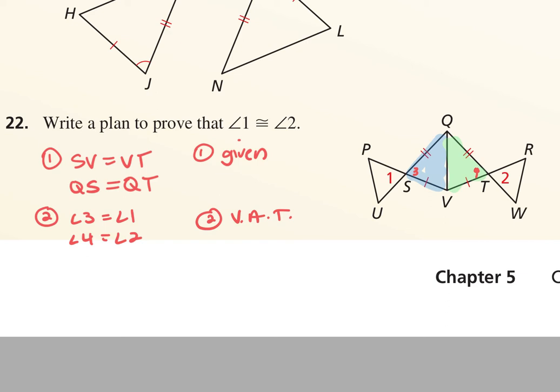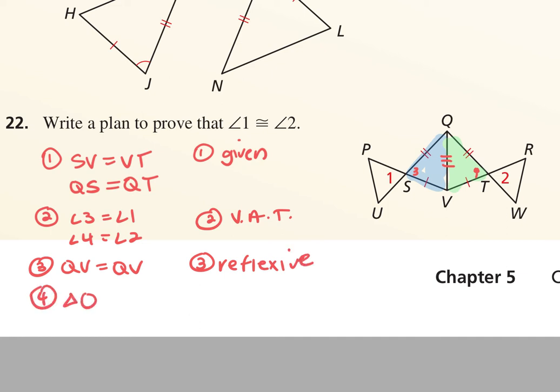Before you do that, what do you got to do? Prove that the triangles are congruent. And so to do that, I need the reflexive side. The reflexive side is here. Interesting. That's reflexive. So now I would prove the triangles are congruent.